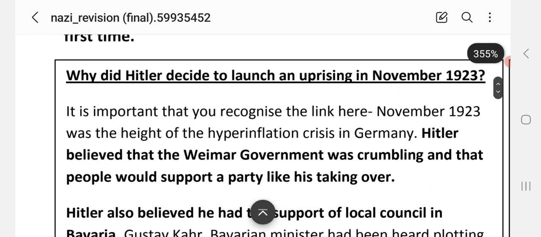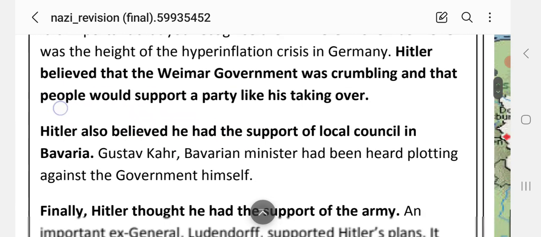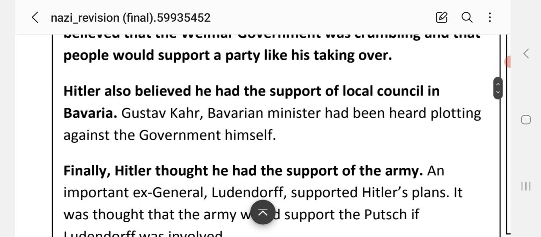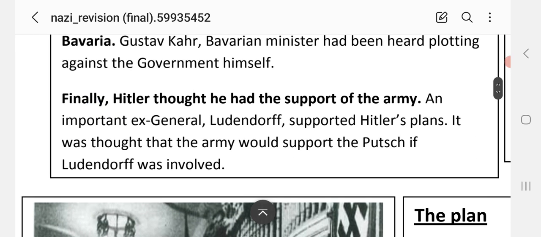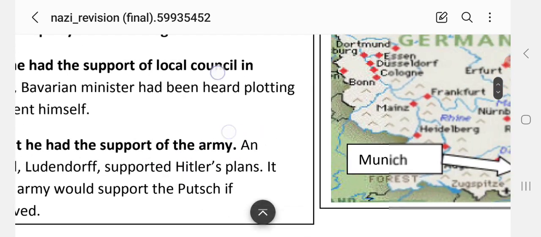But why did he decide to launch an uprising in November 1923? Hitler believed that the Weimar government was crumbling and that people would support a party like his taking over. Hitler also believed he had the support of local council in Bavaria. Gustav Kahr, Bavarian minister, had been heard plotting against the government himself. Finally, Hitler thought he had the support of the army. An important ex-general, Ludendorff, supported Hitler's plans. It was thought that the army would support the putsch if Ludendorff was involved.